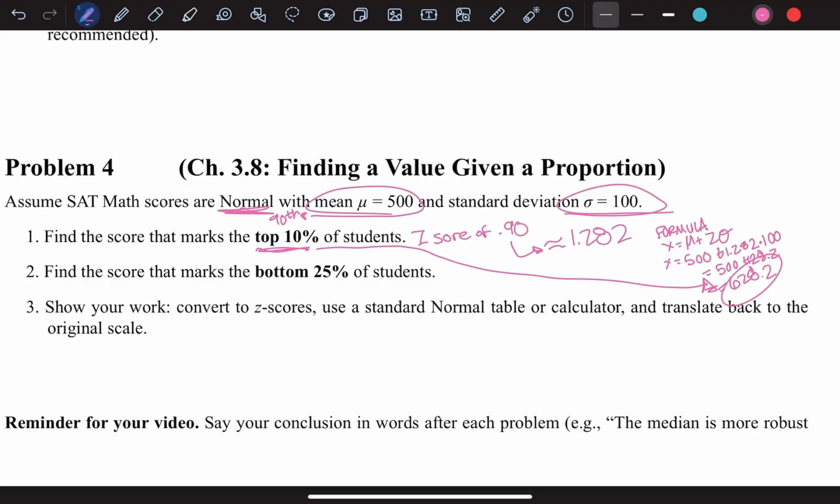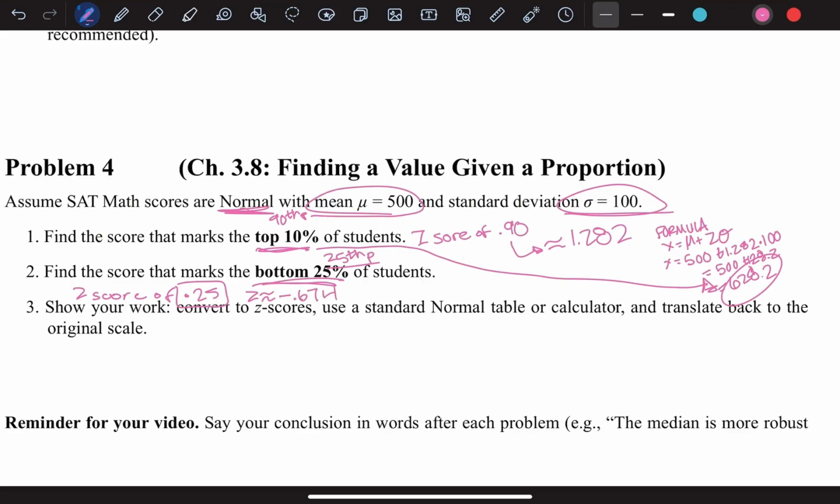Now the bottom 25%. So we're looking for the 25th percentile of students. So we need to find the z-score of 0.25. If you look at the chart, it says that it is negative 0.674.